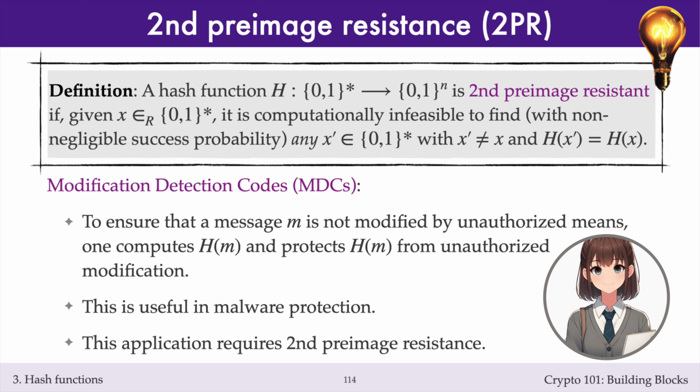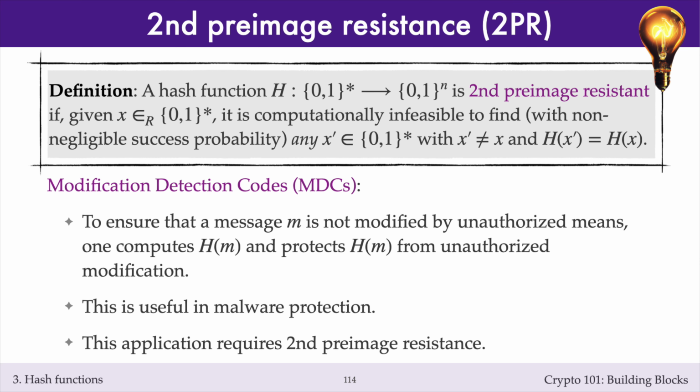An adversary, who wants Alice to install a piece of malware, needs to format the malware X' so that the hash of X' equals the hash of X. In other words, the adversary needs to find a second preimage for the message X. So for this application to be secure, we need H to be second preimage resistant.